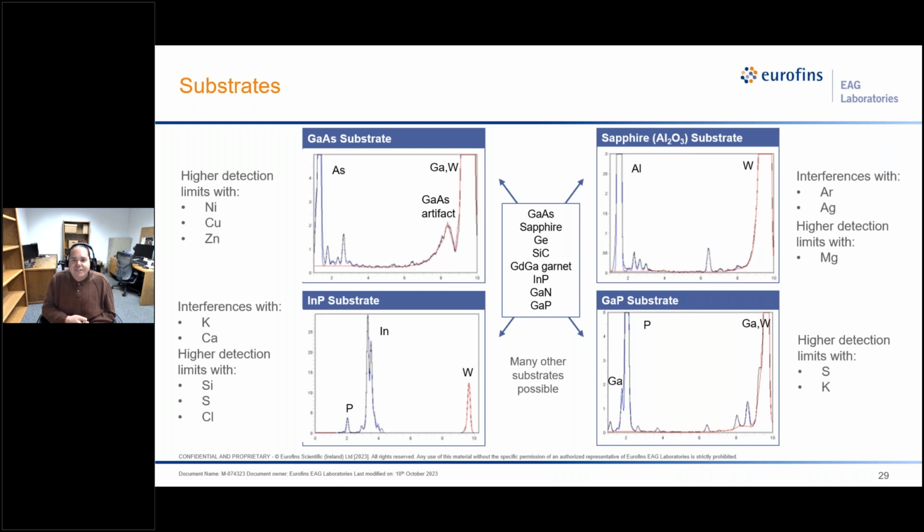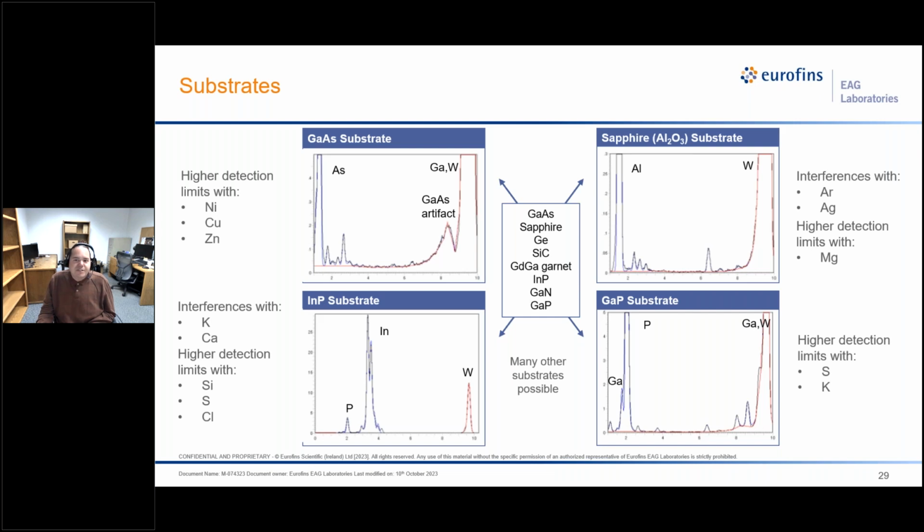Each substrate will have different substrate peaks. They'll appear at different energies. And here are a few examples of what the spectra would look like. In some cases, like with indium phosphide wafers, there are a few substrate peaks that overlap in energy with other elements like potassium and calcium and make detection of these elements difficult. But in most cases, such as gallium arsenide, gallium nitride, and silicon carbide, there's little interference with other elements.